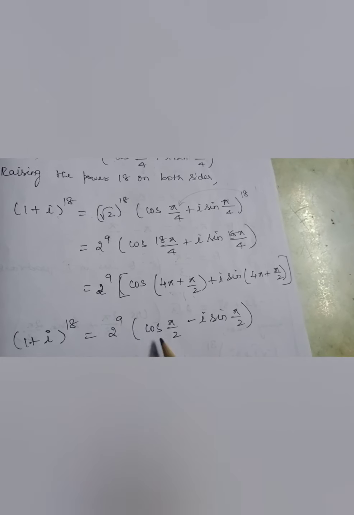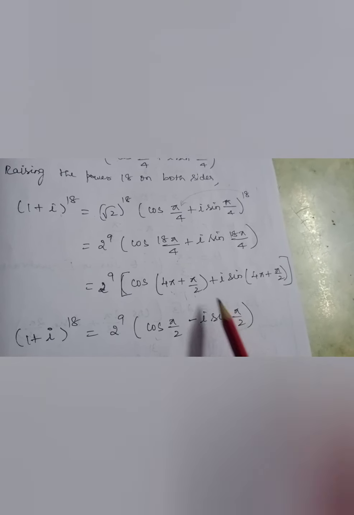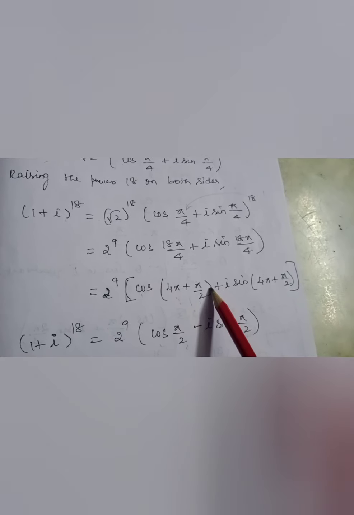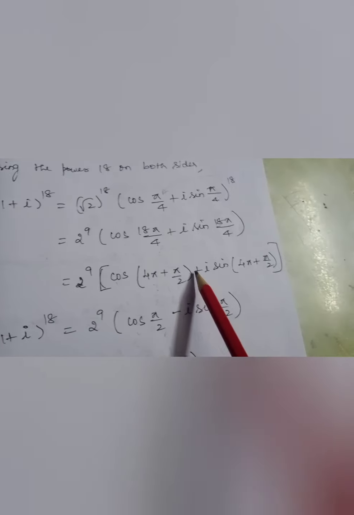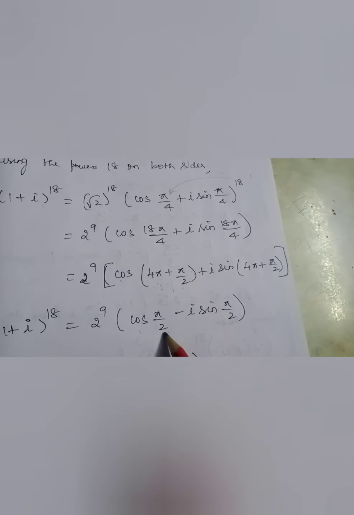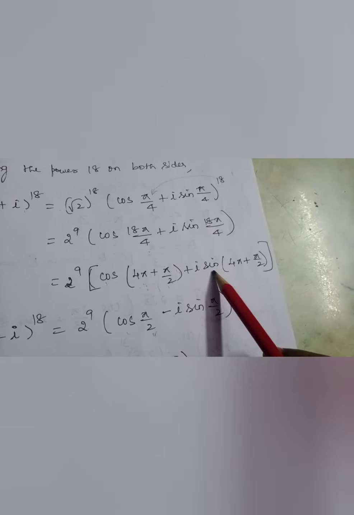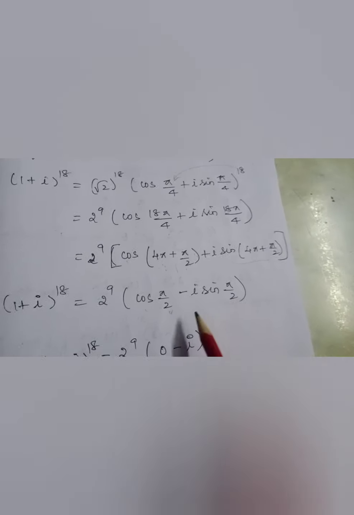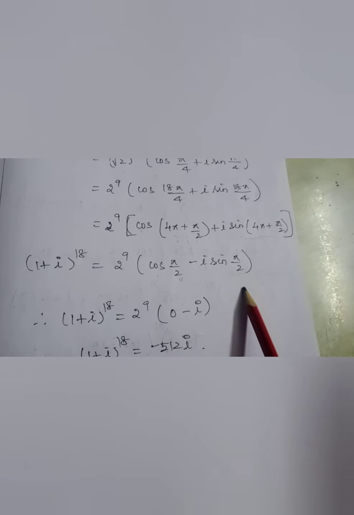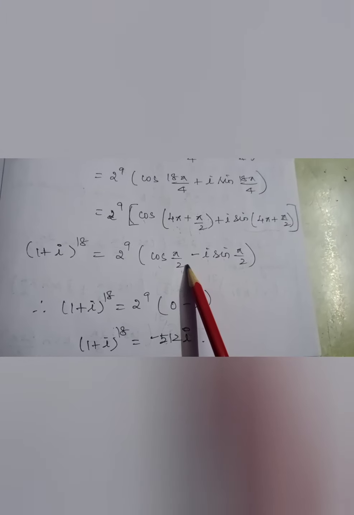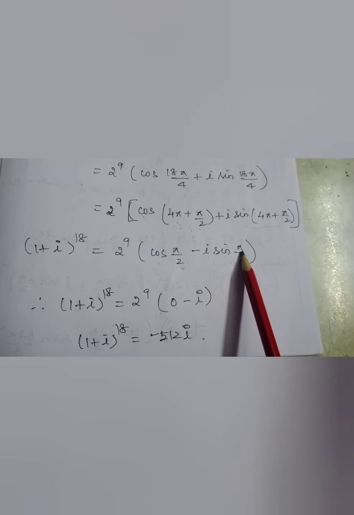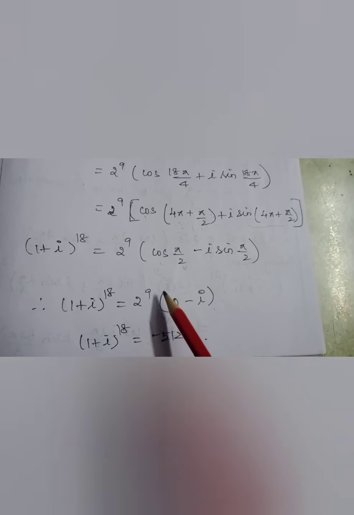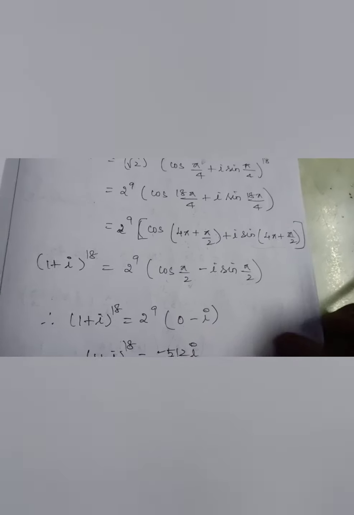So this is 2 power 9 (cos pi by 2 minus i sin pi by 2). How are we getting cos pi by 2? Because of the trigonometric ratios: cos of pi plus theta is minus cos theta... and sin of pi plus theta is minus sin theta. So we get minus i sin pi by 2. Now what is cos pi by 2, children? It is 0, and sin pi by 2 is 1, so 1 into i is i. So we are getting minus 2 power 9 i.